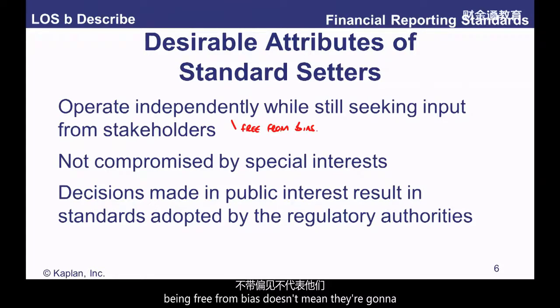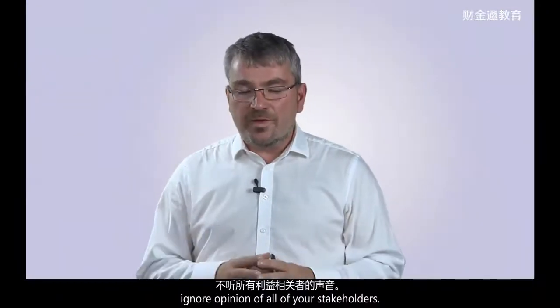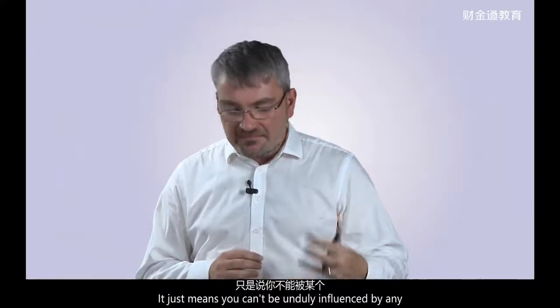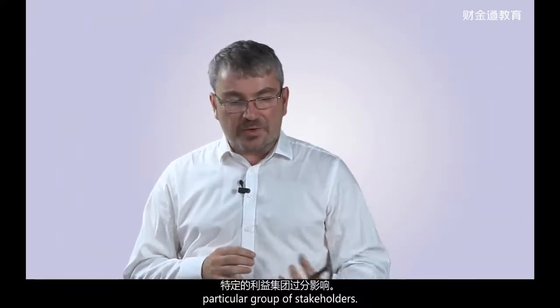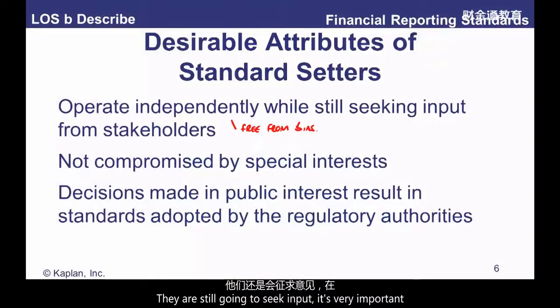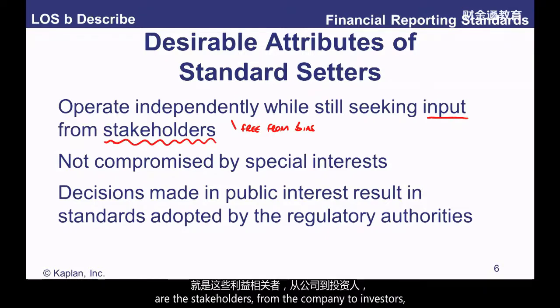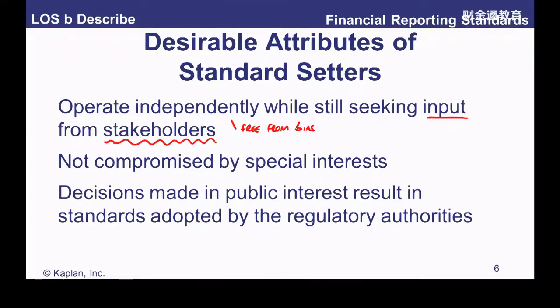But being free from bias doesn't mean you're going to ignore the opinions of all of your stakeholders. It just means you can't be unduly influenced by any particular group of stakeholders. So they are still going to seek the input. It's very important that the accounting standards that they generate meet the needs of the users of a set of accounts. And the users of the set of accounts, of course, are the stakeholders, from the company to investors to providers of finance. So not compromised by special interests.